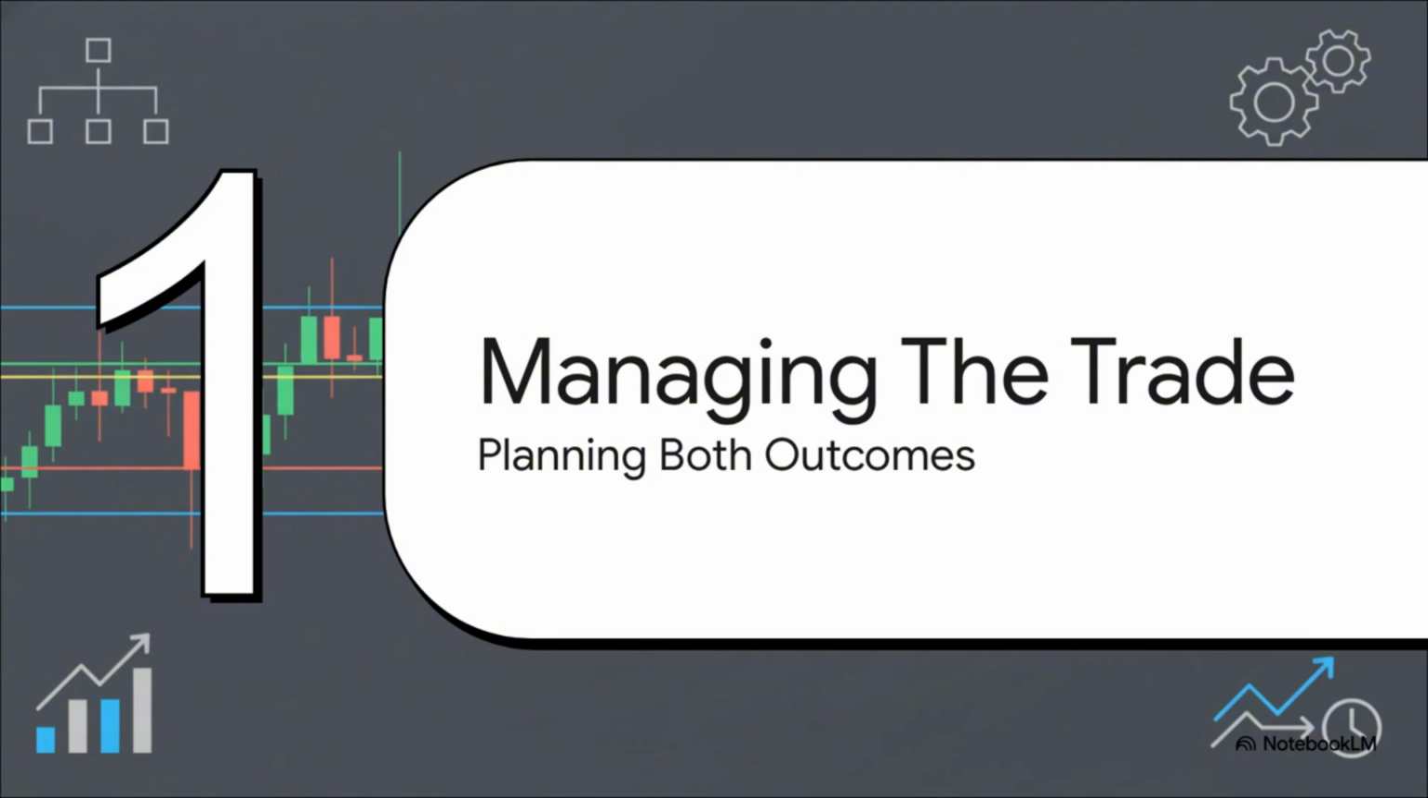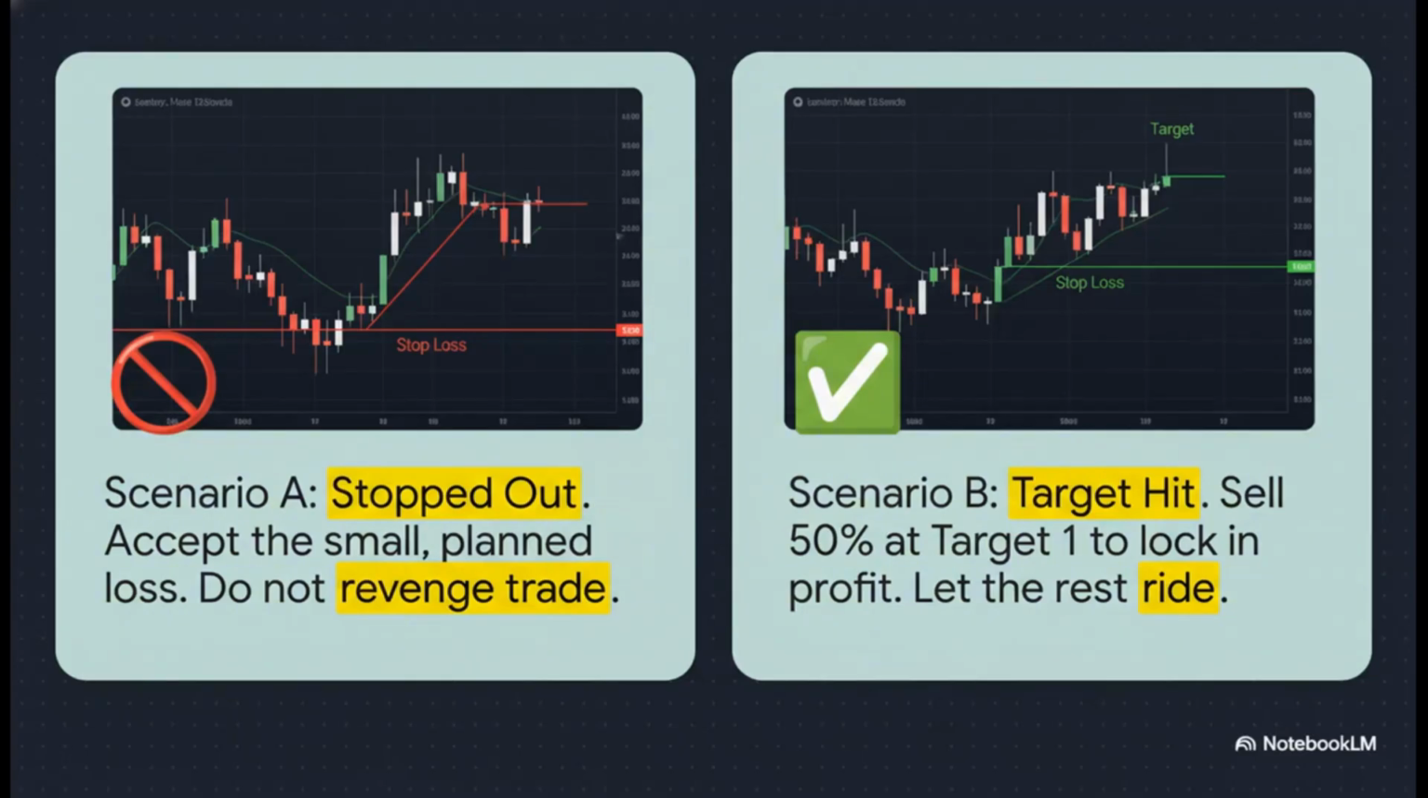Okay, we're almost done, but this next part is crucial. A professional doesn't just plan for how they're going to win. They have an exact plan for what to do if they're wrong. So let's talk about the only two possible outcomes here and how we'll handle each one. It's really straightforward. There are only two ways this can go.